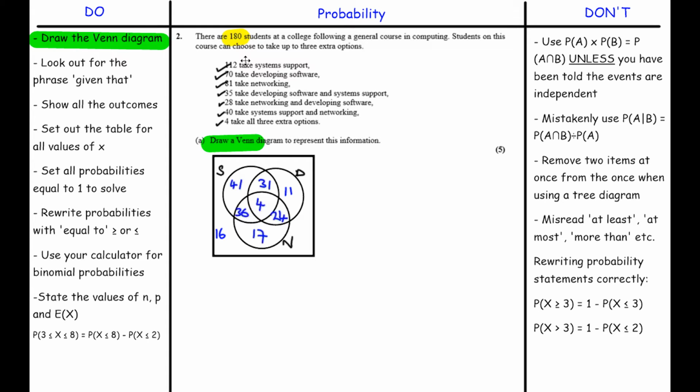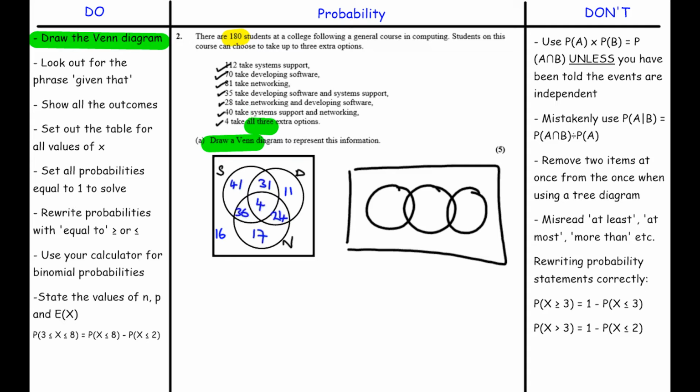Straight away, I realized there were going to be 3 different groups: developing software, system support, and networking. So I knew it was going to be 3 overlapping circles. Be careful to check whether they will all overlap. I knew they would because some people took all 3. In other questions, there may not be overlap between all 3 of them. So be careful what your Venn diagram is going to look like.